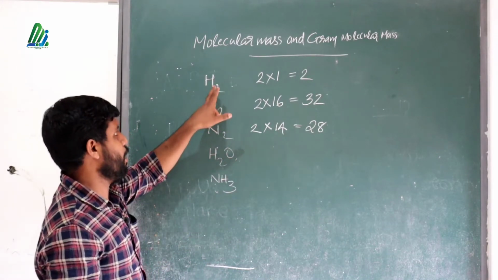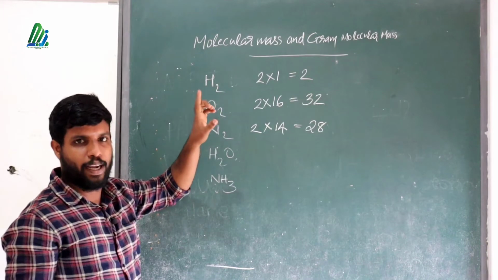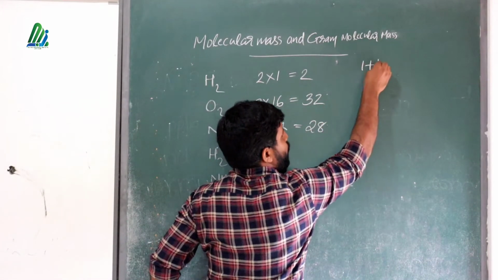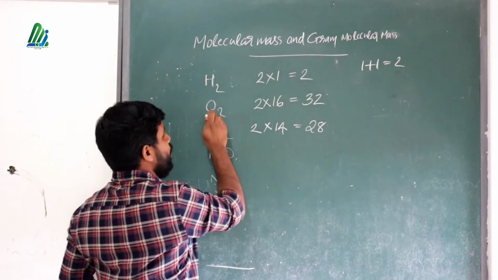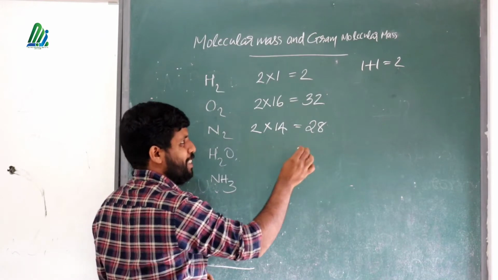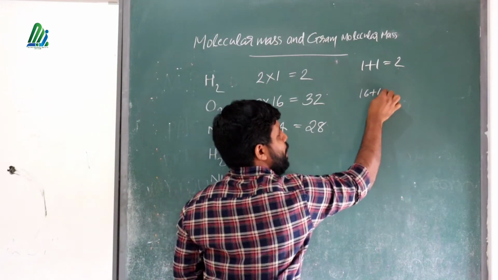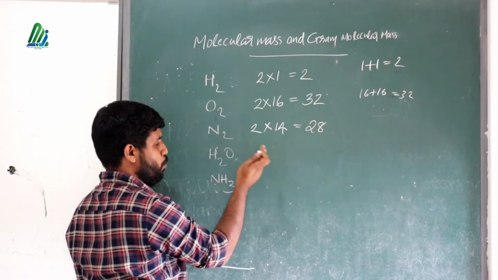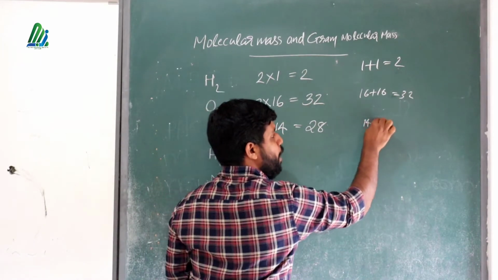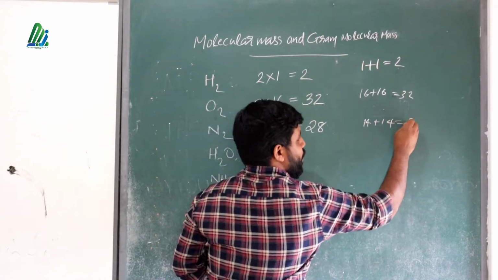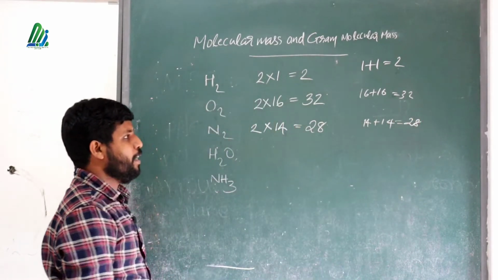Then there is another way. 2 hydrogen atoms, the atomic mass of hydrogen is 1. So we can simply write 1 plus 1, which is equal to 2. Then O2 has 2 oxygen atoms, the mass of oxygen is 16, so 16 plus 16 is 32. That is the way we write it. Then N2, 2 nitrogen atoms, so 14 plus 14, that is 2 into 14, 28, same. So this is the way we can find the molecular mass of the substances.